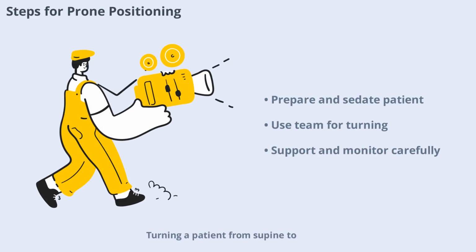Turning a patient from supine to prone requires careful preparation and teamwork. Ensure the patient is sedated, stop tube feeding in advance, and disconnect non-essential devices. At least 4 people should assist with the turn. Support the chest, pelvis, and ankles with pillows, and alternate head position every 2 hours. Monitor vital signs closely and ensure there's no pressure on sensitive areas like the eyes or abdomen.